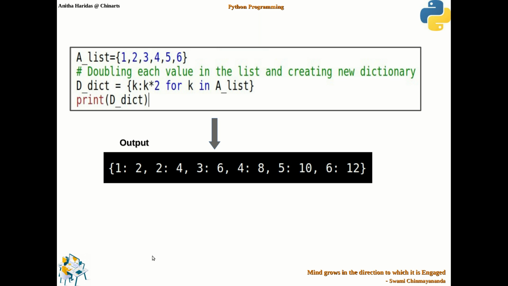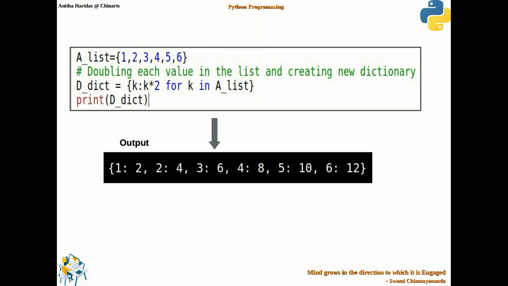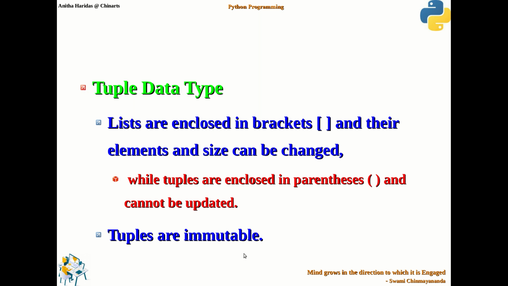So this is how dictionary comprehension helps in creating new dictionaries in a concise way. With that we are completing the dictionary data type, all the methods and the comprehension. We'll be discussing the tuple data type and the comprehension as well as the methods in our next session.